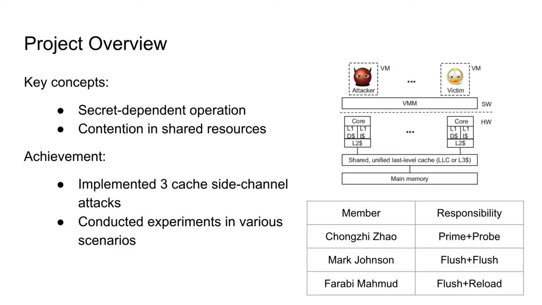To launch an attack, the victim must be running operations that are secret dependent, such as AES table lookup. The attacker leverages shared resources, such as the last-level cache in the figure. In this project, each person independently implemented one attack. The efficacy of our attacks is also verified through experiments.